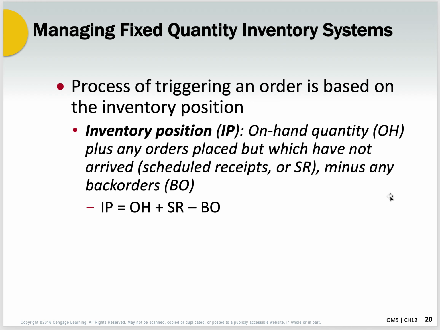Are there any orders that are scheduled receipts? In other words, I've placed orders for it, or it's in production in the factory, or it's coming from overseas someplace and it's in transit. So it's already in the works. It's already in the system. We call those scheduled receipts. And then you subtract any back orders. So your inventory position is not just what you have on hand, but also your scheduled receipts minus your back orders. Most people ignore the back orders and look at scheduled receipts.